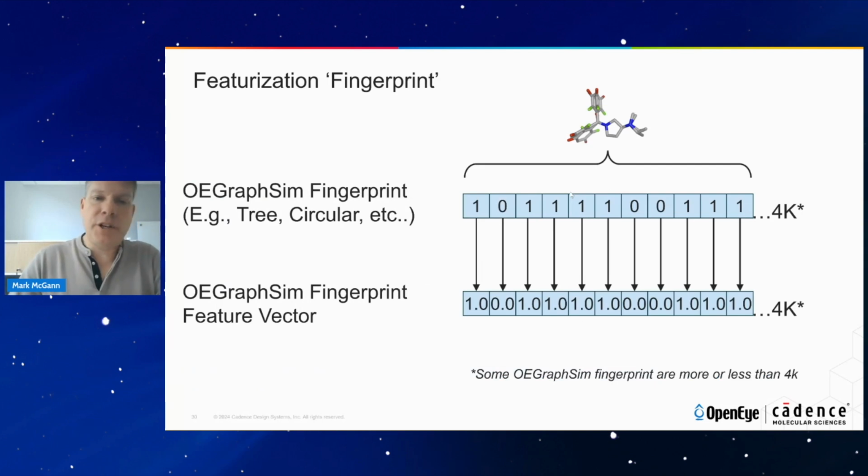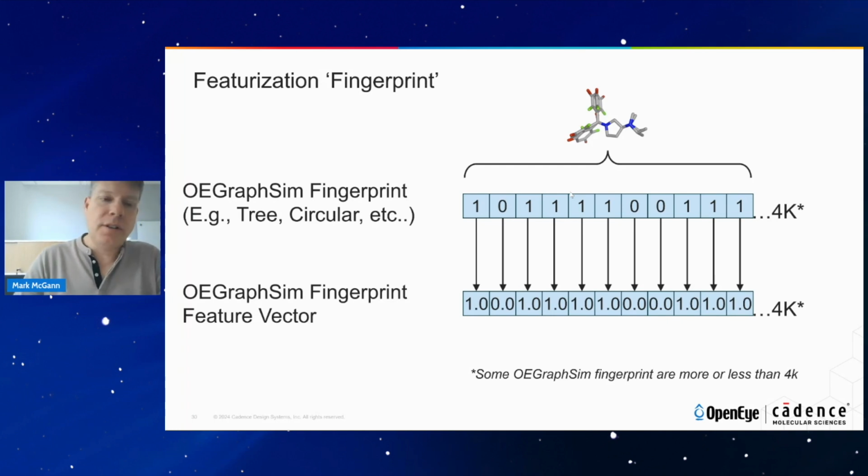The second kind of featurization we use, we just call fingerprint featurization, where we take some fingerprint that's a series of bits that are either on or off, and all we do is we take that series of bits and we represent them in the feature vector as 0s or 1s. And that just makes up a feature vector.